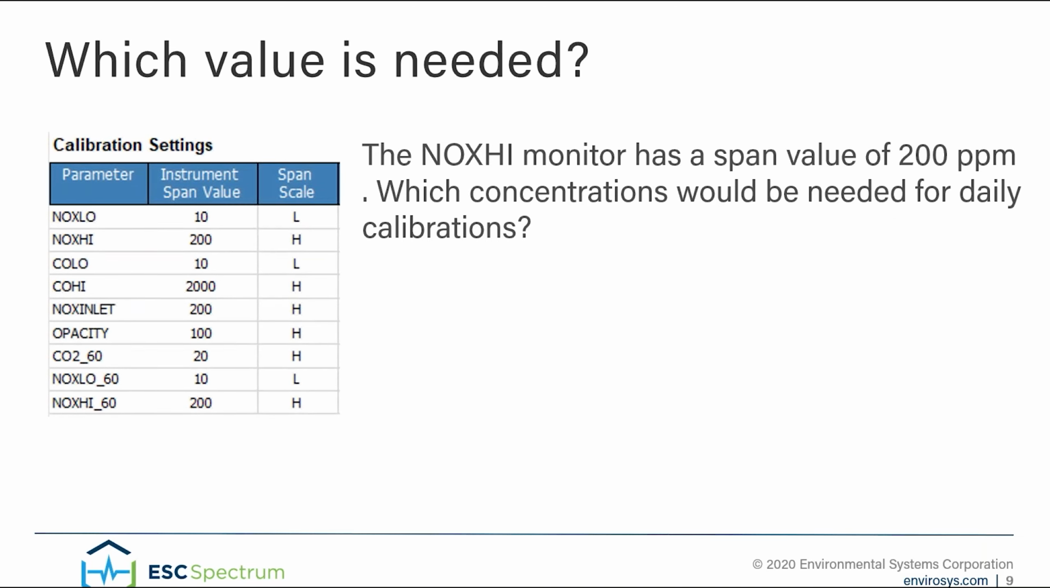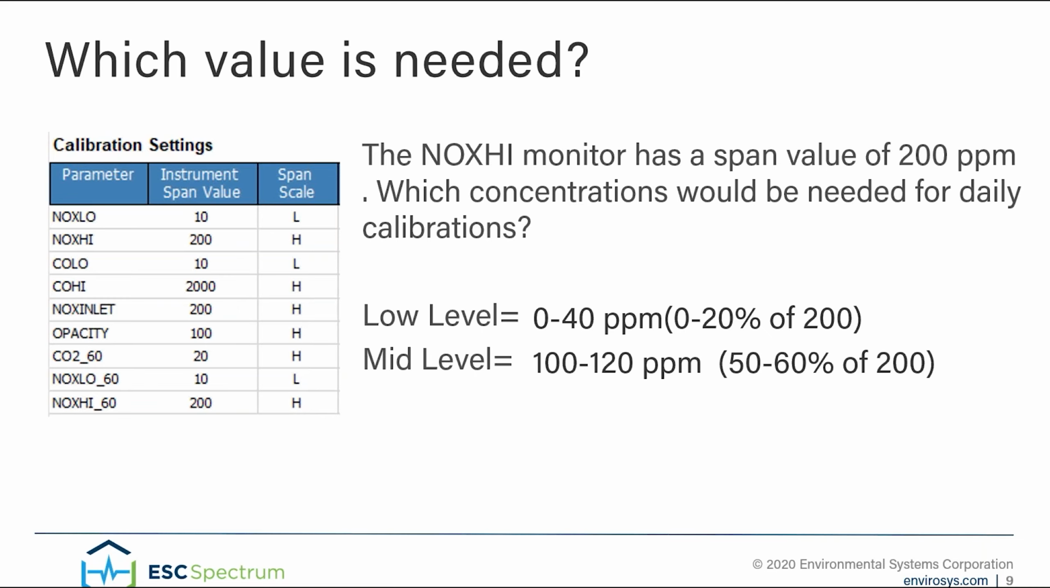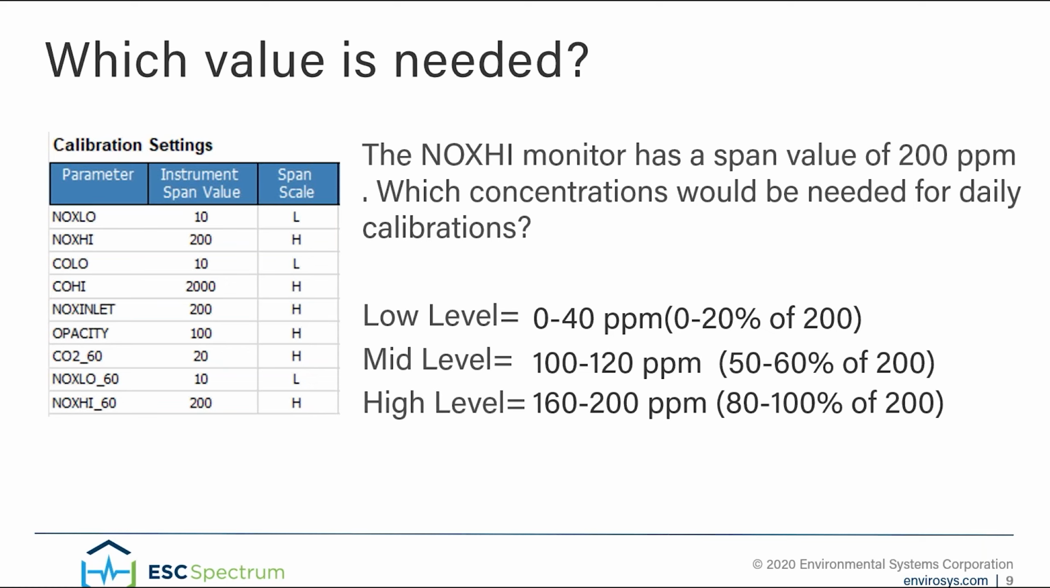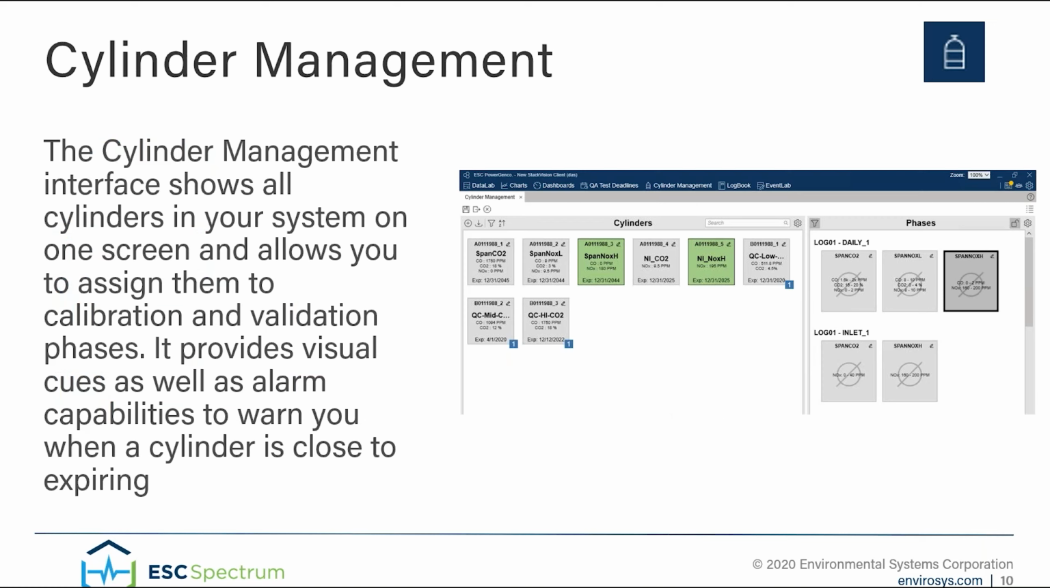So there's my report, my parameter detail report. My NOx high monitor has a span of 200 ppm, and we're going to use that for our daily calibrations. And if we were doing the low level, we would have to have 0 to 40 ppm, which is 0 to 20% of 200. The mid-level would be 100 to 120, which is 50 to 60% of the span. And the high level would be 160 to 200, which is 80 to 100% of the span. So that's important to know when we start to talk about our cylinder management.